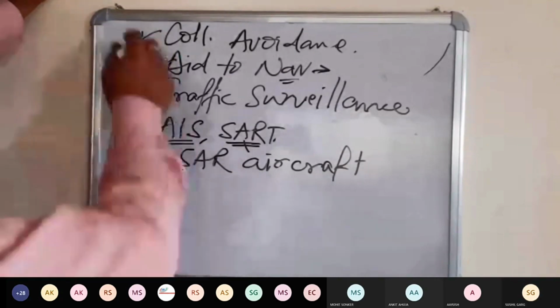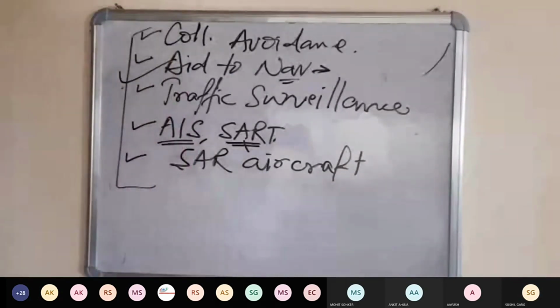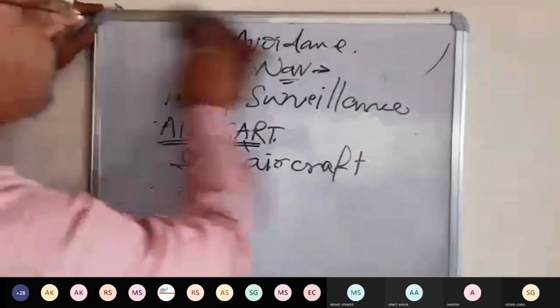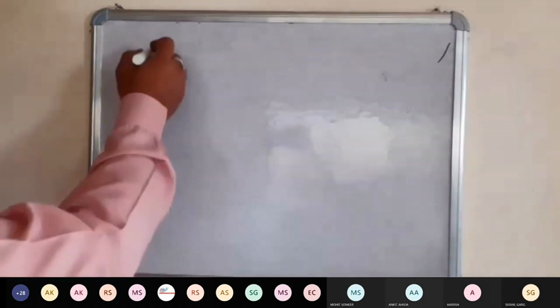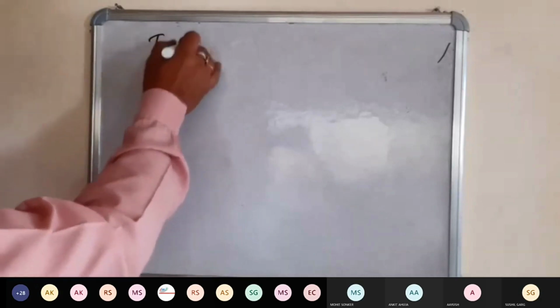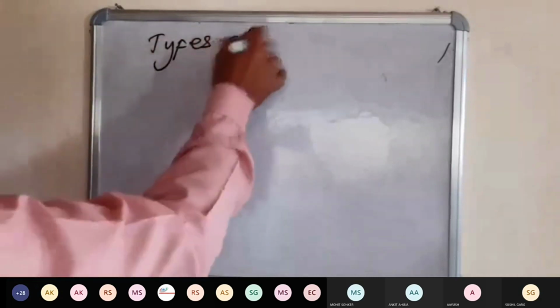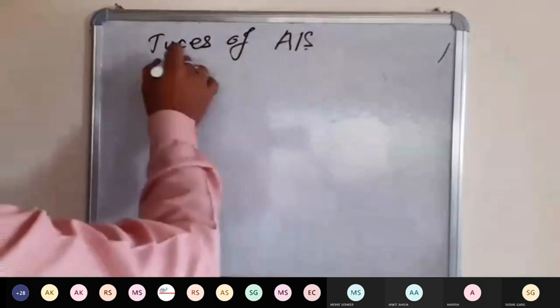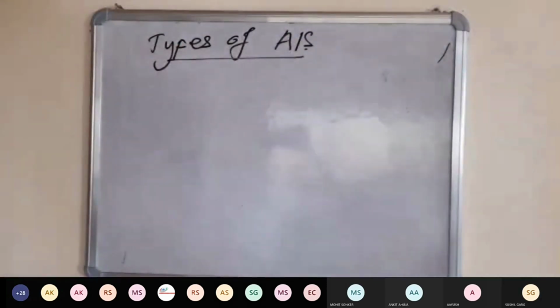So these are various ways in which AIS can be used. Types of AIS.